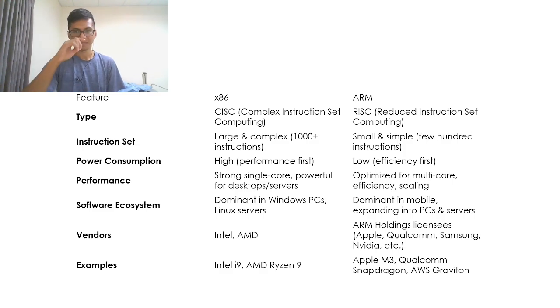Now, again, ARM is smaller and simpler, with a few hundred instructions, which gives it low power consumption, making it efficiency first, performance later. In contrast, the x86 is performance first, efficiency later.